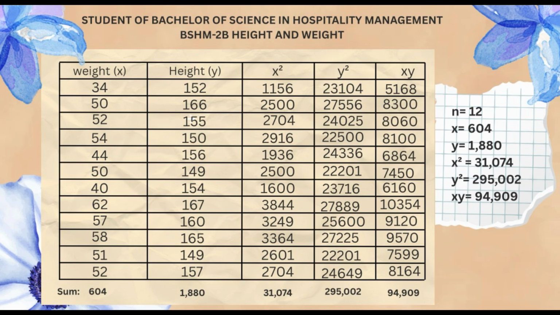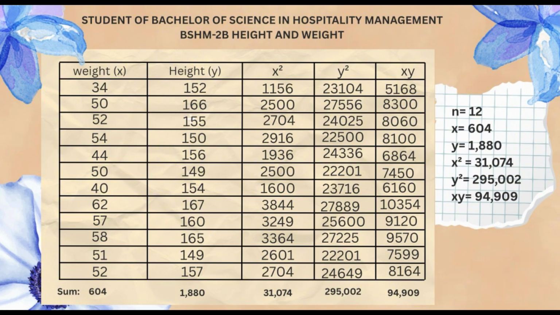To get y squared, we multiply the value of y by itself. For example, 152 times 152 is equal to 23,104. And to get the xy, we multiply x and y. For example, 34 times 152 is equal to 5,168. And the same process is followed for the remaining values in the table.